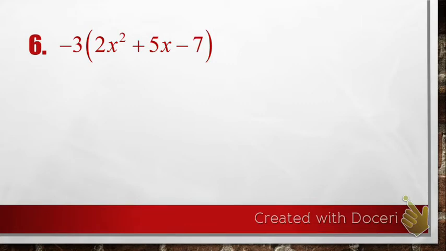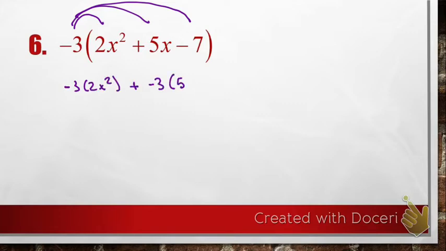Alright, so these numbers are going to start to get a little bit bigger, and problems are going to get a little bit bigger as well. I'm going to take this negative 3. It is important to know that you need to multiply times everything. So negative 3 times 2x squared plus negative 3 times 5x, and then minus negative 3 times 7.